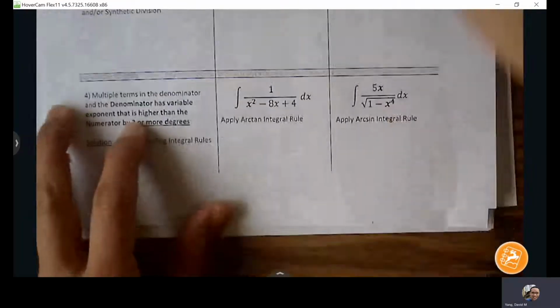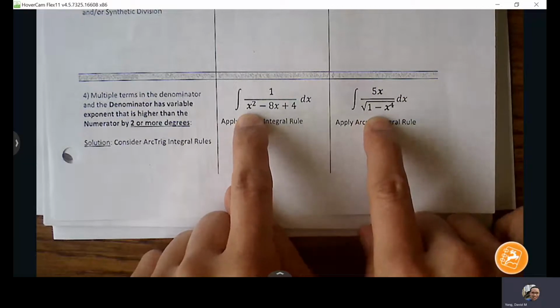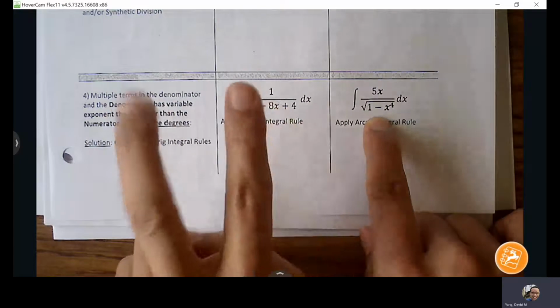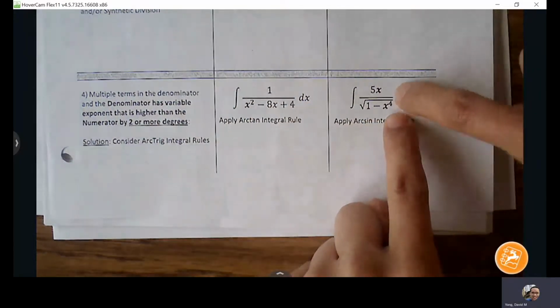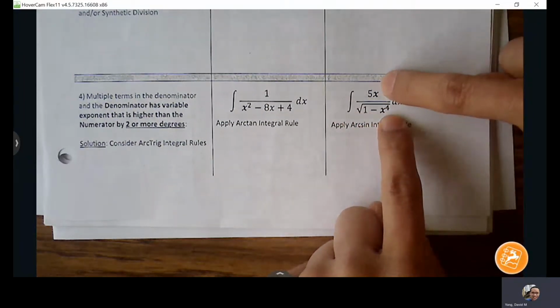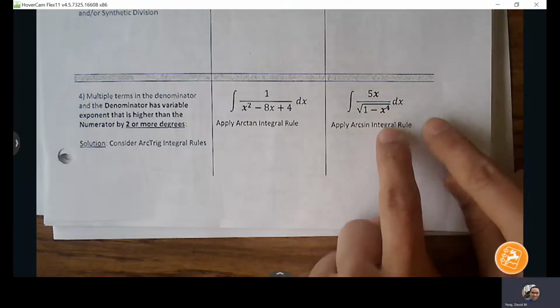And now look at the last row. Denominator has a higher degree, degree 2 versus degree 0. That's a 2 degree gap. So that's a good fit for our trig. Degree 4, degree 1. I know this is a square root, but ignore the square root. Look at the degree without the square root. X to the fourth, x to the first power. That's a 3 degree gap. That's more than 2. That's 2 or more.